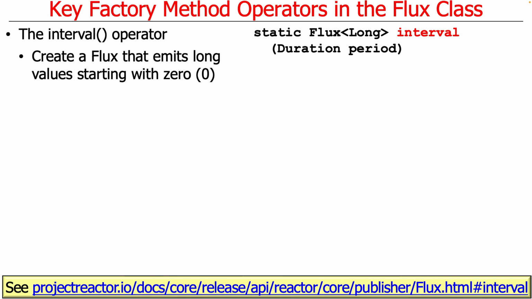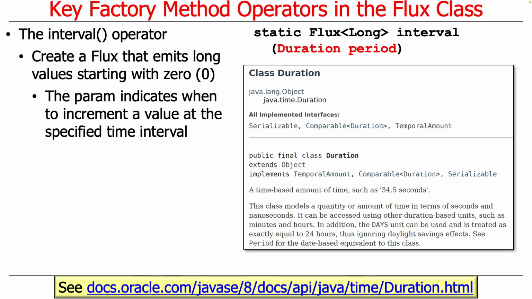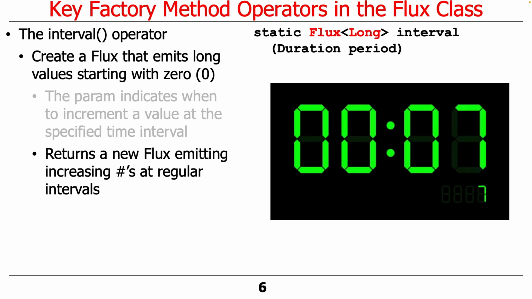So interval creates a flux that emits long values starting with 0. And the parameter that you pass in indicates how long to wait before emitting the next long. So this is a duration, and a duration can be used to keep track of things in seconds, milliseconds, microseconds, and so on. So basically what it does is it'll emit these values at regular intervals, once a second, once every half second, whatever.